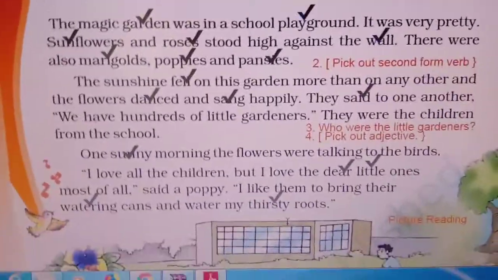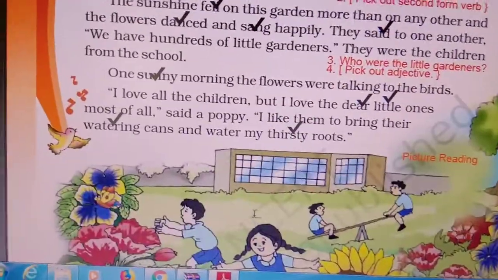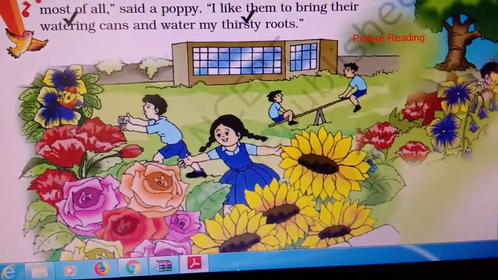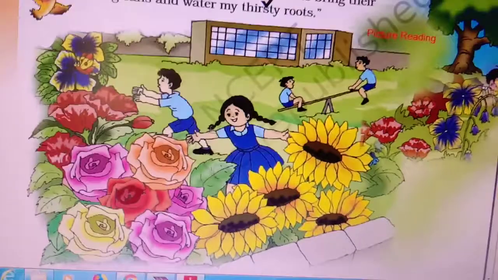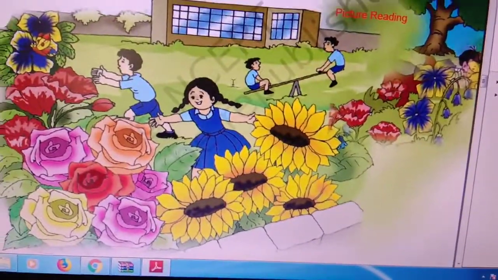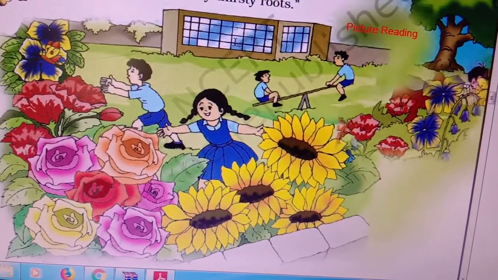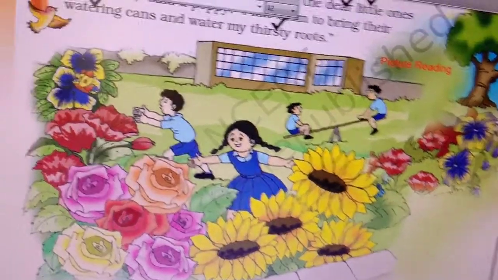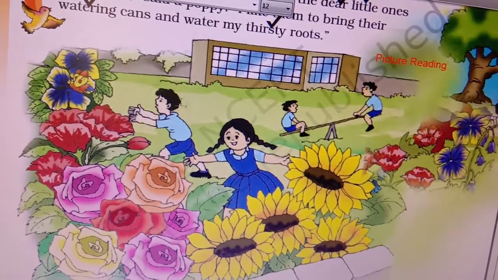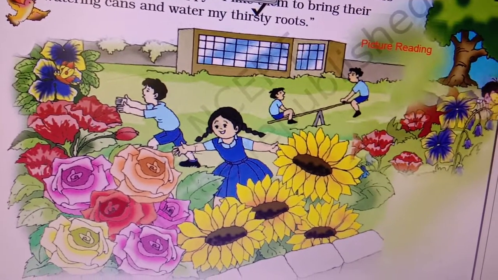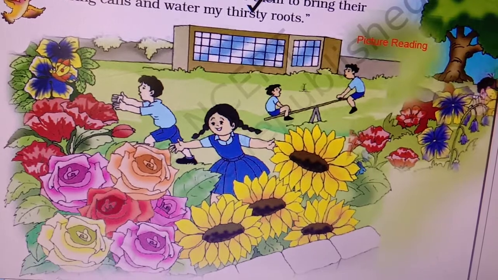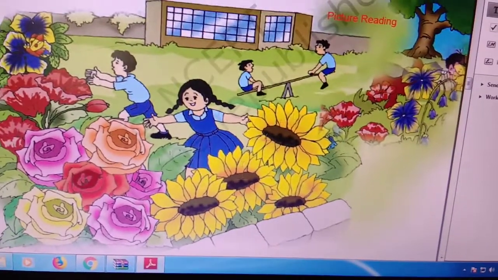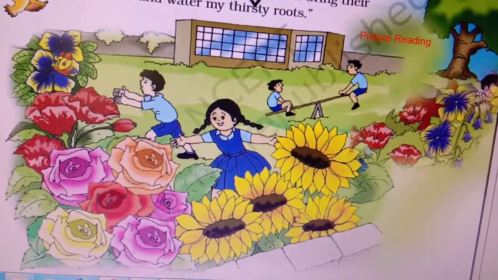Now children, we will go to the next page. It is full of picture reading. Okay, we will do picture reading by seeing this picture. It is really very beautiful. We can say one thing, it's a school. There is a school. We can say there is a tree, there is a bird. The children are playing. Two children are on the seesaw. Two children are running, enjoying. Colorful flowers are there. You can do it.